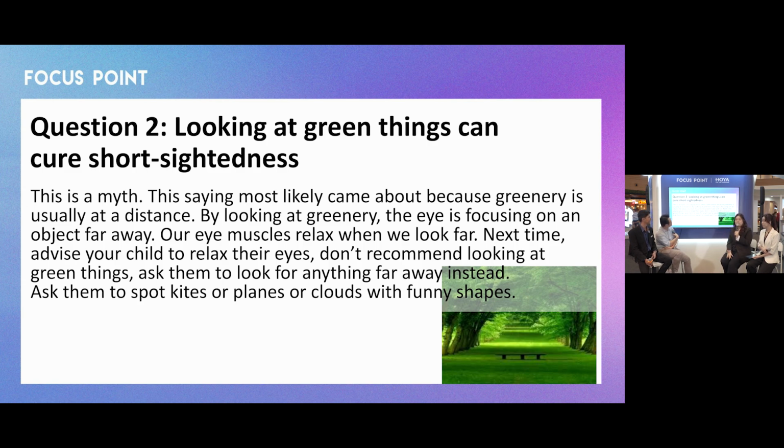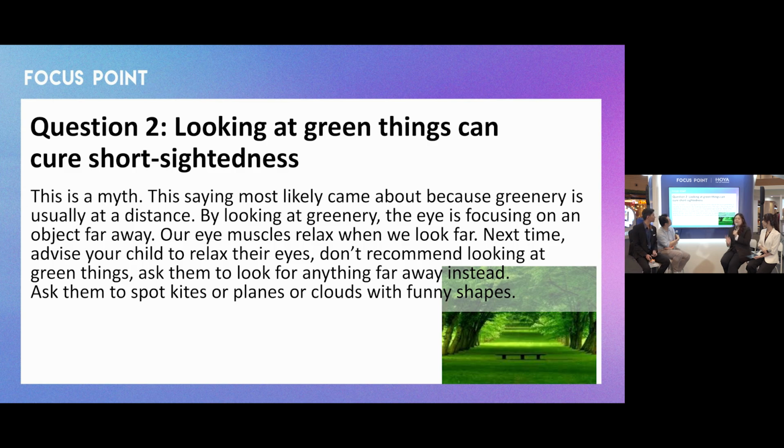Why do we have a statement of asking someone to look at green things? Because usually green things are very far away from us. A tree is very tall, a tree is very far away. By looking at the leaf, it will help you to relax your eye muscle and get some time to rest in between your study or your work.